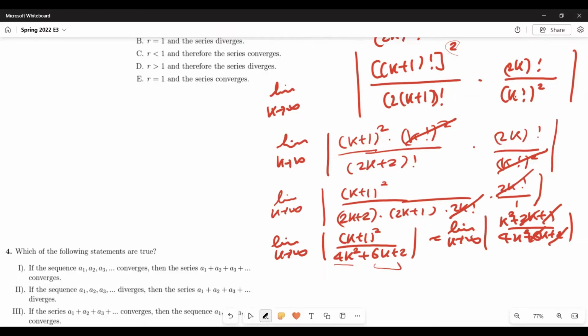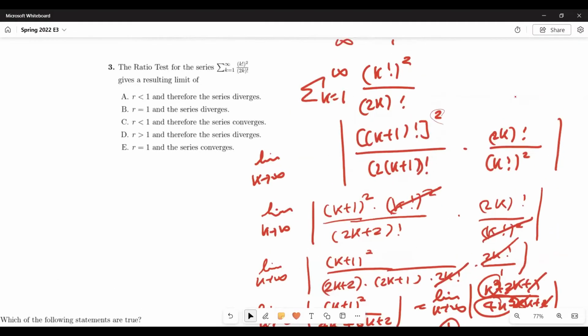So it's just converging to 1 over 4, because we have 1k squared and 4k squared on the bottom. So this is 1 over 4, and this is less than 1, so it is converging. So r is less than 1, therefore the series converges. So the answer is C.